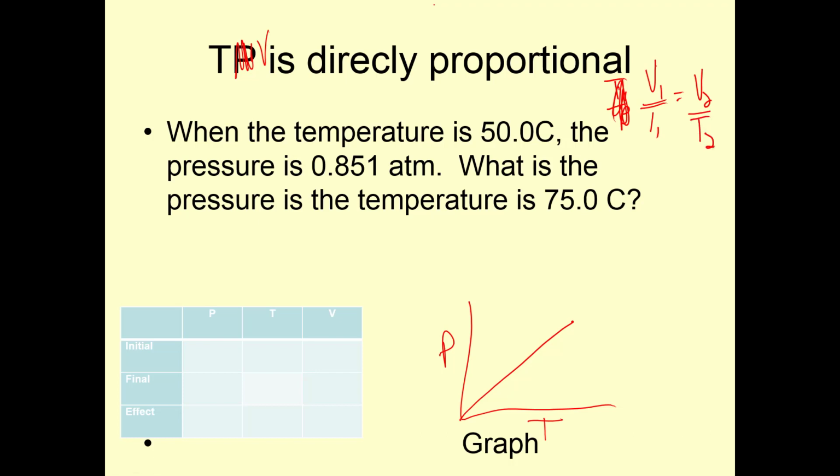So when the temperature is 50 degrees, I'm going to change this. Watch this. The volume is 3.00 liters. What is the volume if the temperature is 75? Okay, so the temperature is 50. So my initial temperature is 50 plus 273, which is 323. So my initial temperature is 323.